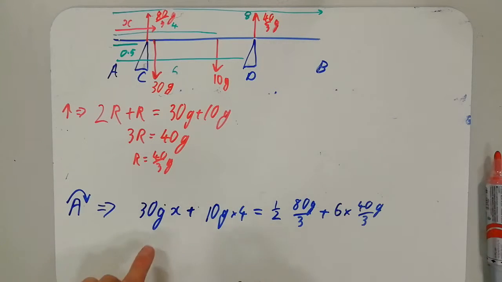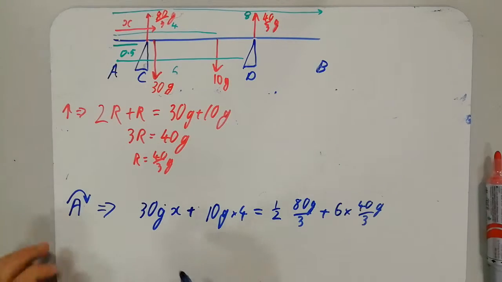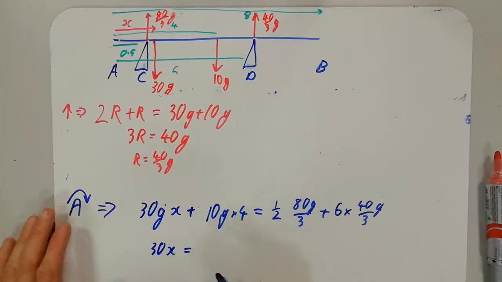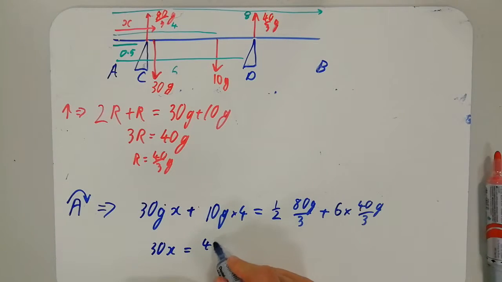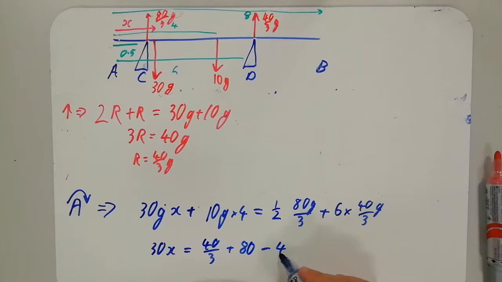As we see now, the g does indeed cancel out. So it was nice that we kept it in terms of g. 30x is equal to, that's going to give us 40 over 3 plus 80 minus 40. Again, we've cancelled all of our g's. That gives us 40, 120, 160 over 3 is equal to 30x. X is equal to 160 over 90, dividing by the 30.